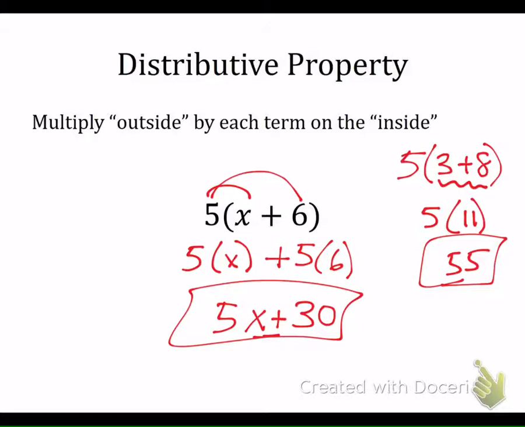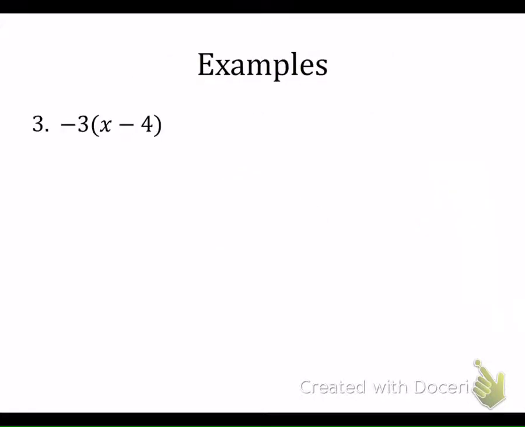So be careful. If you would have used it on the back side, you would have got 15 plus 40, which still would have given you 55. You'd end up with the right answer. It's just more work, I think, than you need to do. Okay? Are you ready? Here is the first real example for distributive property.